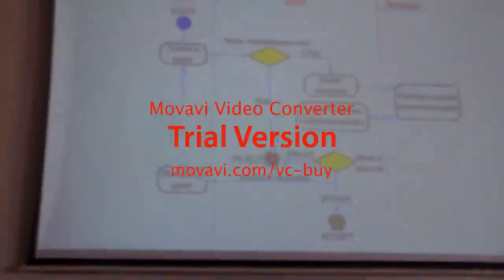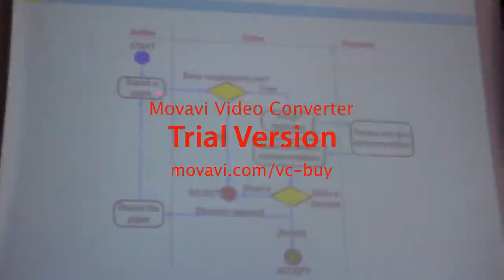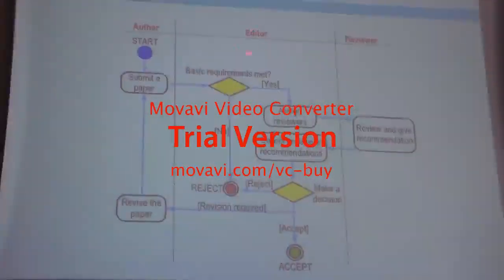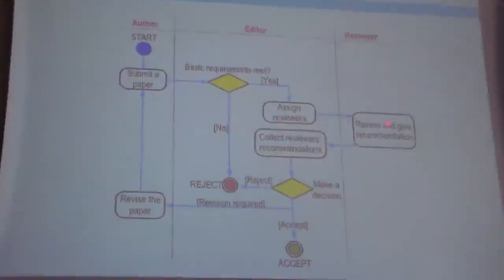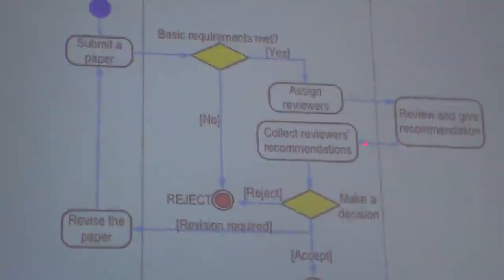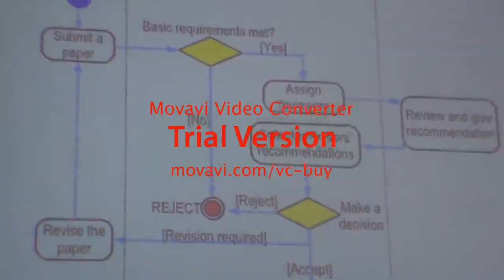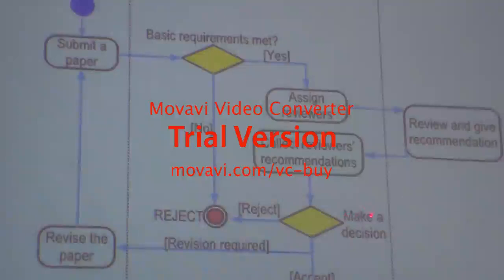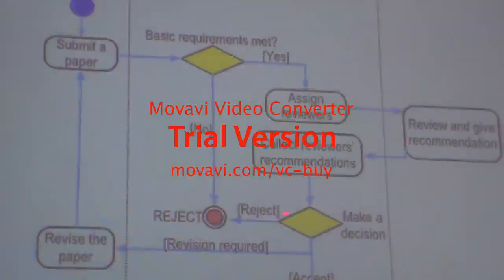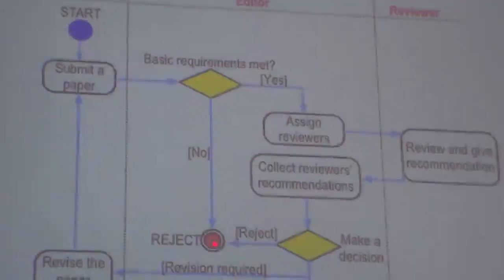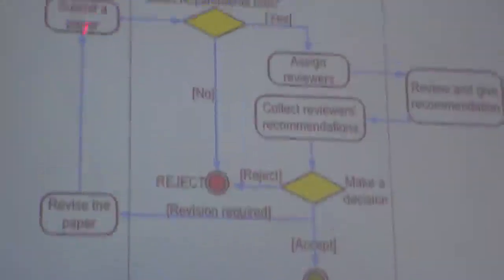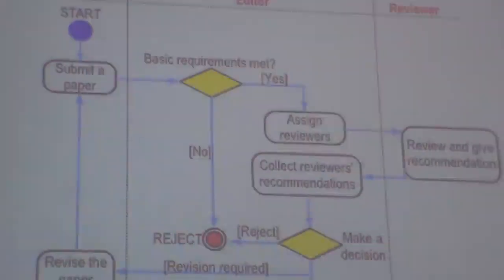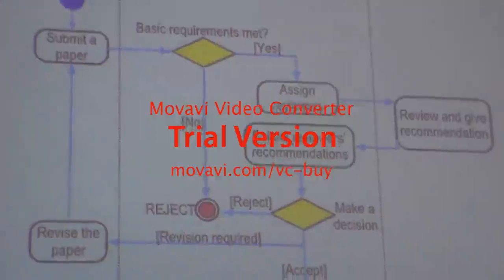This is the cycle. The author starts, submits a paper, and it goes to the editor. Basic requirements okay, yes, means assign reviewers. It goes to the reviewers, they review and give recommendations, and then the reviewers give back, and the recommendations are collected by the editor, who makes a decision. Accept, going here. Reject means finish, red circle. Revision required means revise the paper and it goes again through the same cycle. This is the publication cycle.